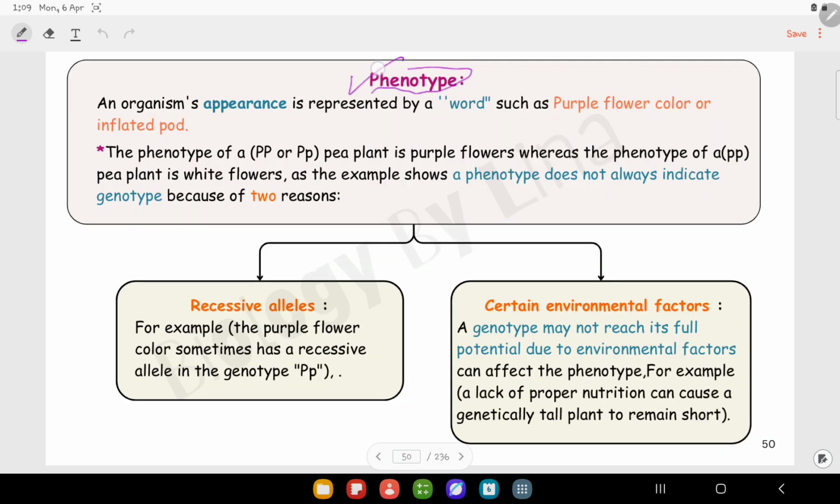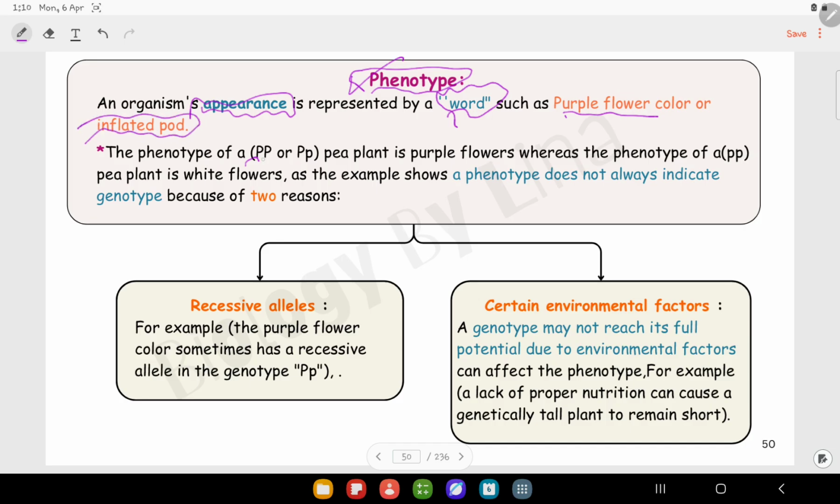What about phenotype? Pheno means the appearance of the organism. For example, you say tall, you say short, you say purple flower, you say white flower. All of these are the appearance of the organism, and it's represented by words, not by letters. For example, purple flower is a phenotype of the organism, or inflated pod is another phenotype of the pea plant.